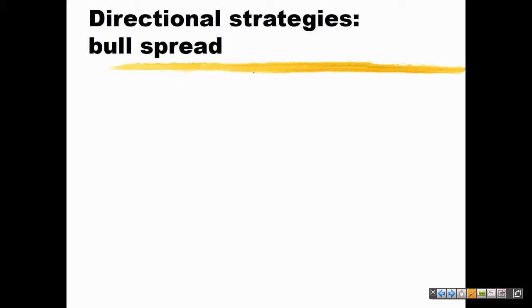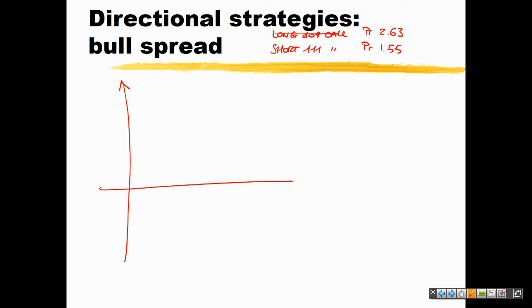So what we are doing is we are combining a long 109 call with a premium of 2.63 and a short 111 call with a premium of 1.55. So relative to what happens to the future price, I want to draw the P&L of each of the two positions and then the two positions combined. Let's say that 109 is here, 111 is here.